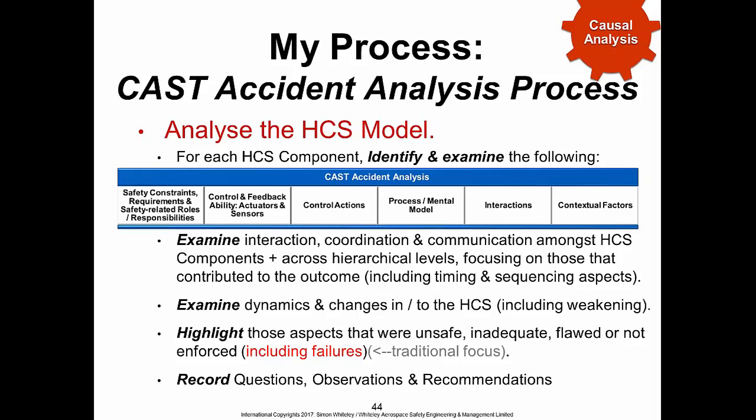Whereas you'll see from this, there was only really one failure, if you could call it that, but there were lots of unsafe issues across the control structure. And then finally, record questions, observations and recommendations.